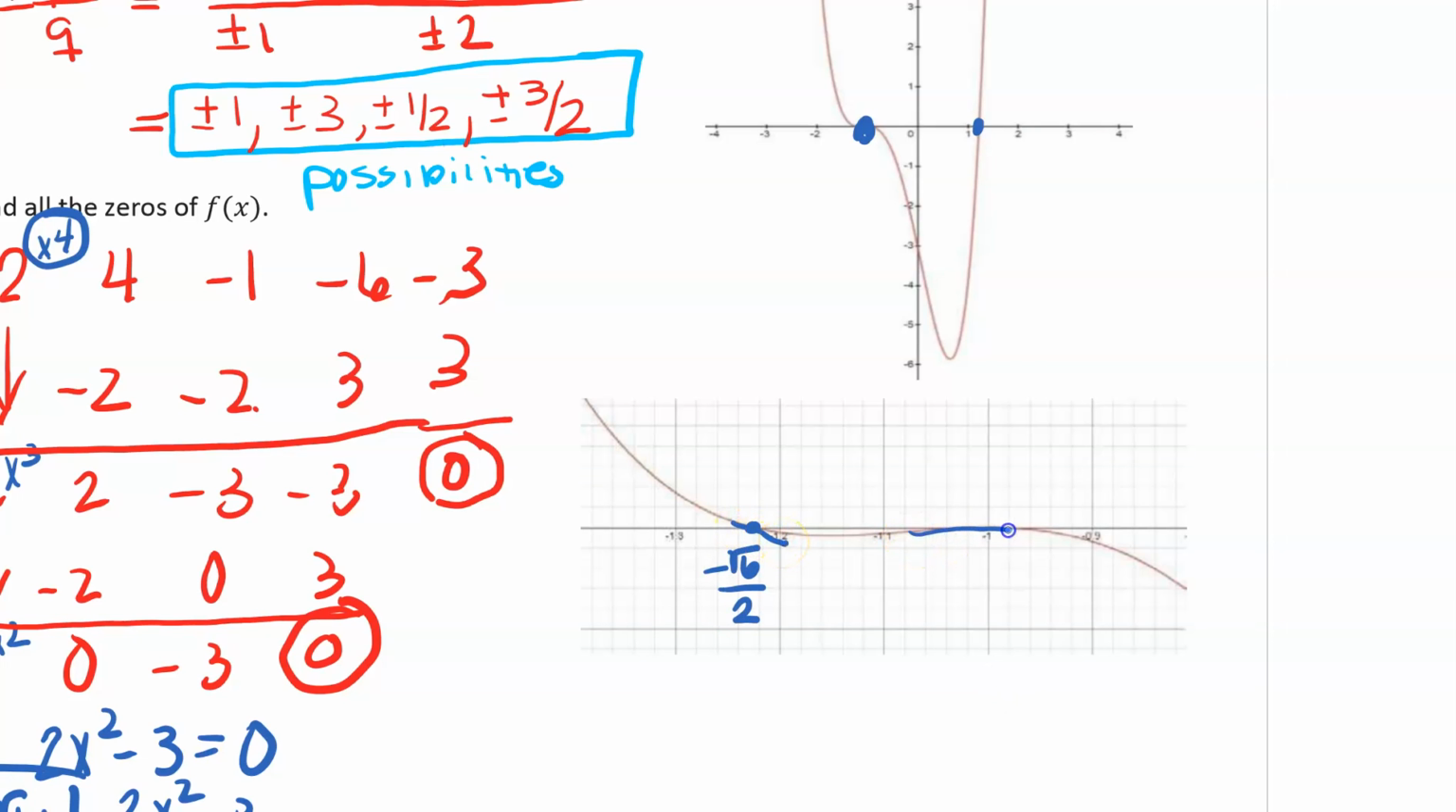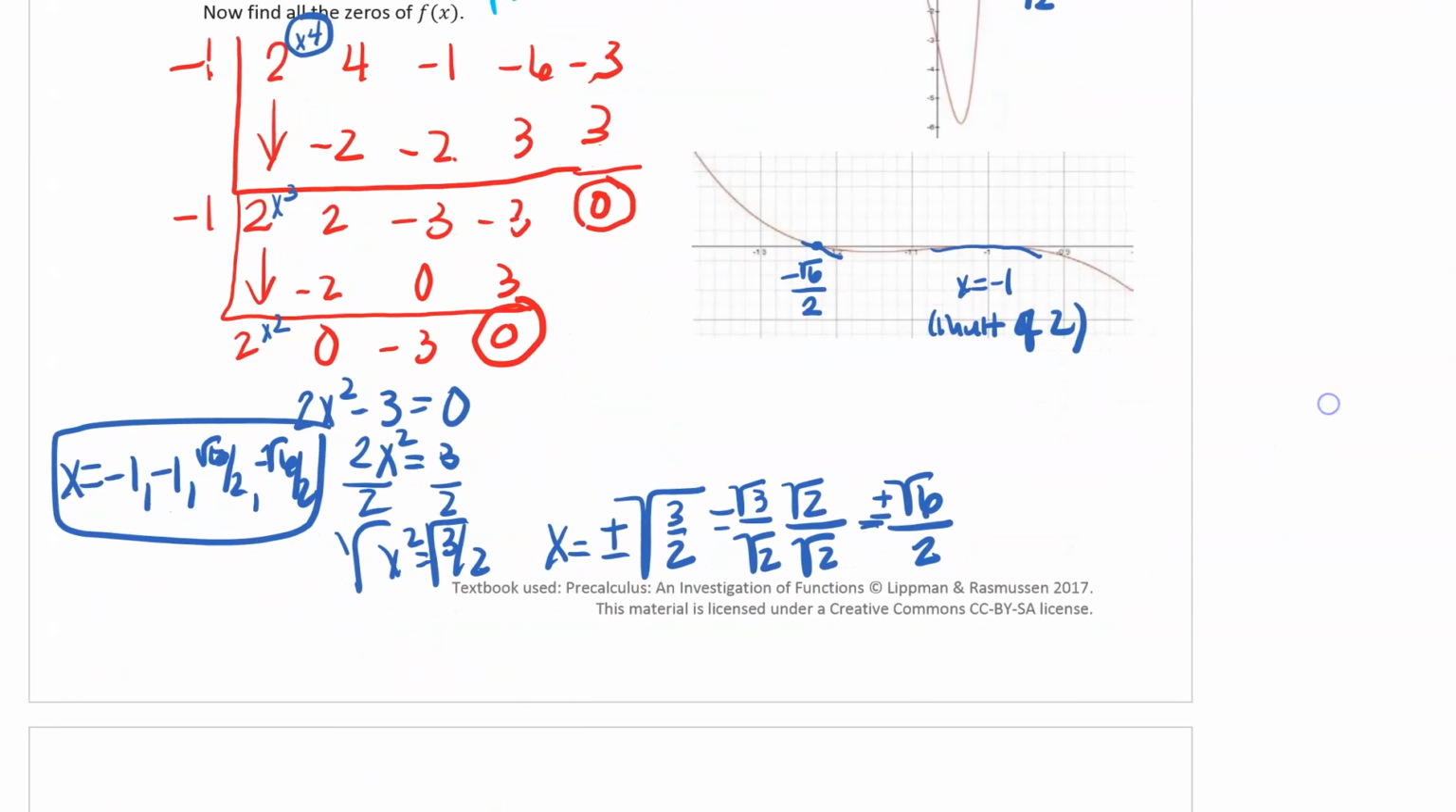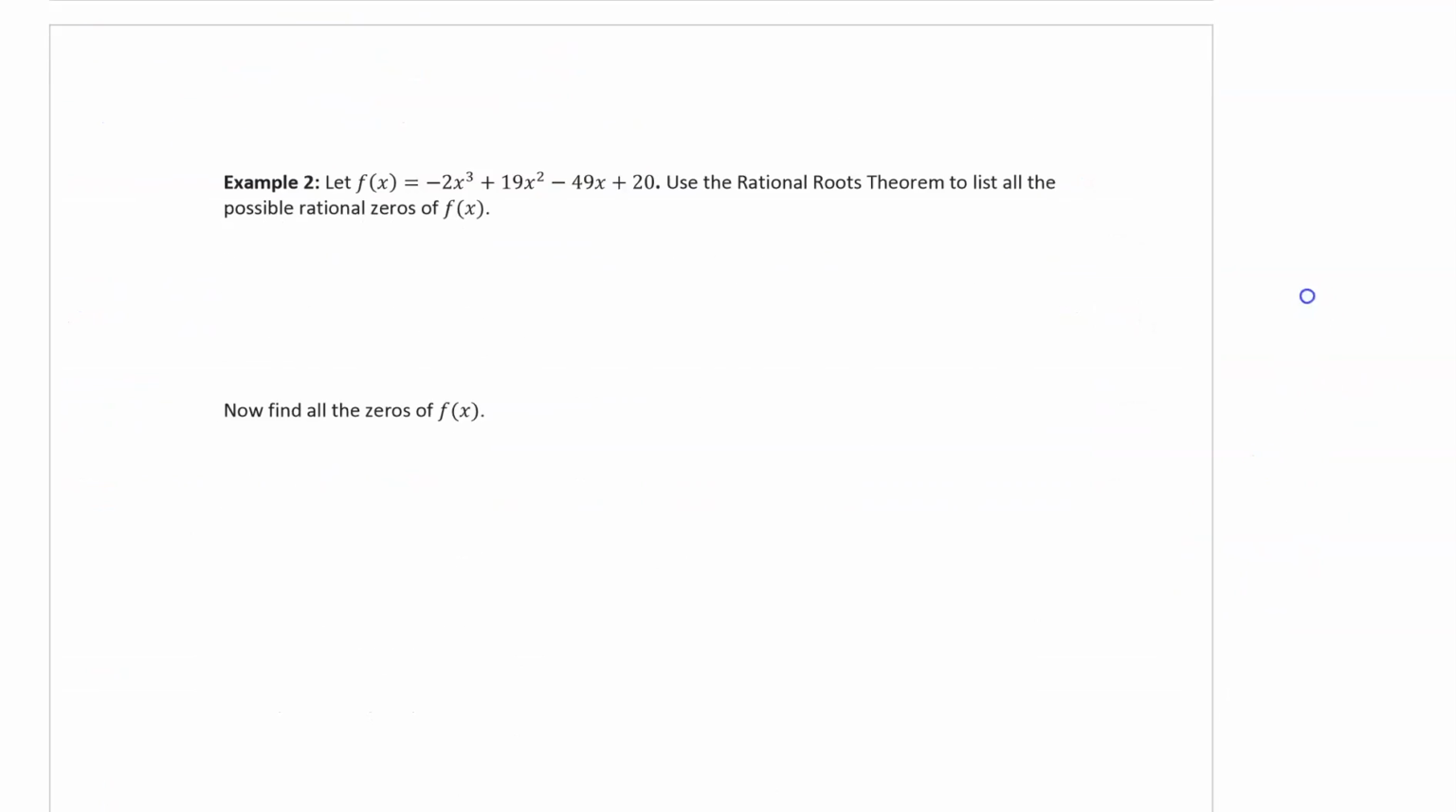And then right here it's touching. And so this is that x equal to -1. And that has that multiplicity of 2. And then right here is that square root of 6/2. And so this rational roots theorem is going to be helpful as we work through our polynomials, because we don't want to have to take your graph it, look at it, zoom in at those values. Let's go through another example.